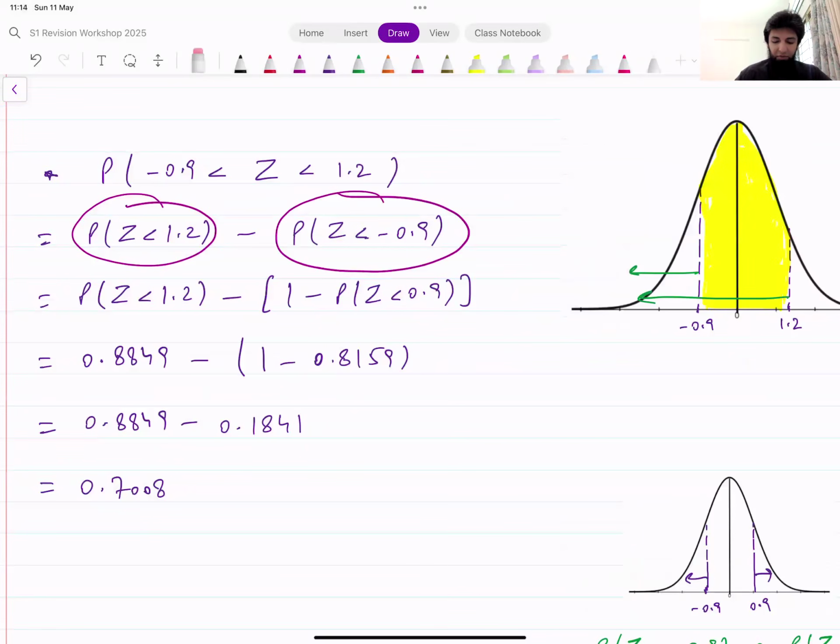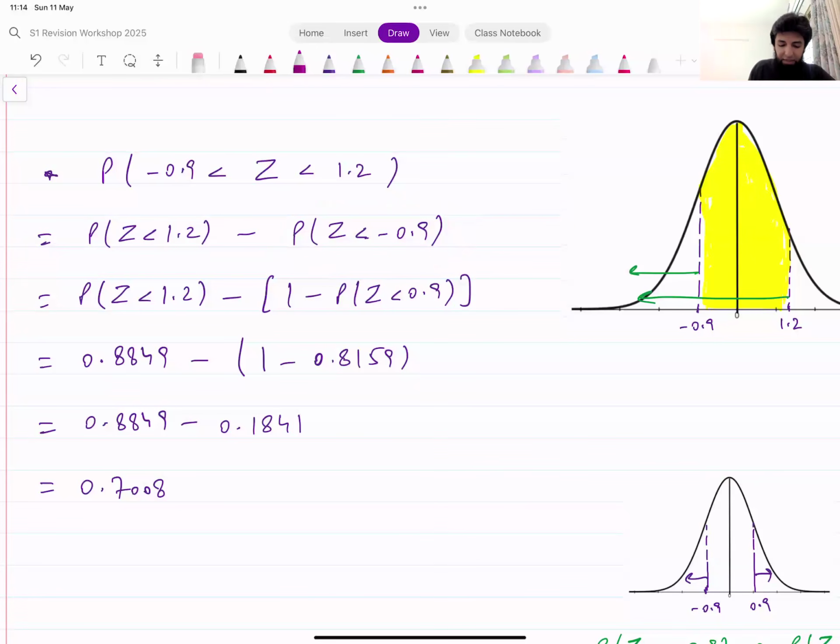Now, when you split it into two parts like this, this is now the standard form, Z less than a positive number. You can find this directly from the table. There's no problem with that. The problem is this one. This is not standard form. So you have to convert this part to the standard form now.